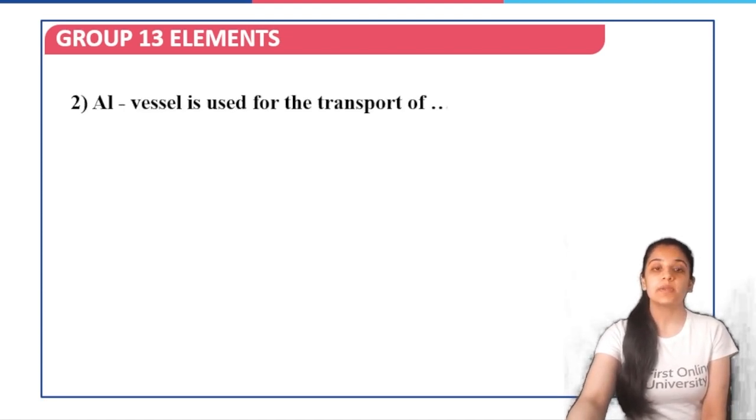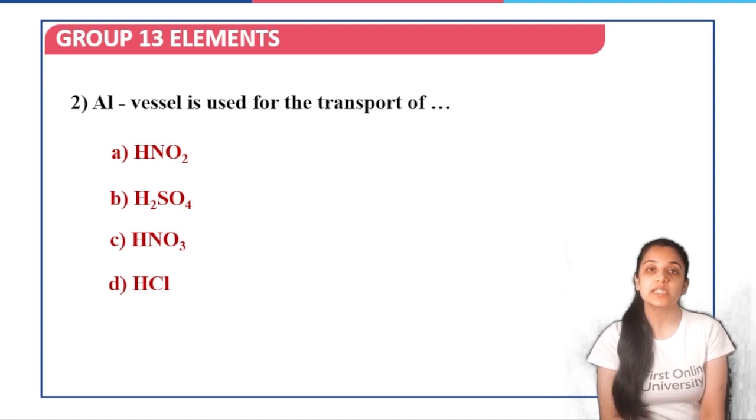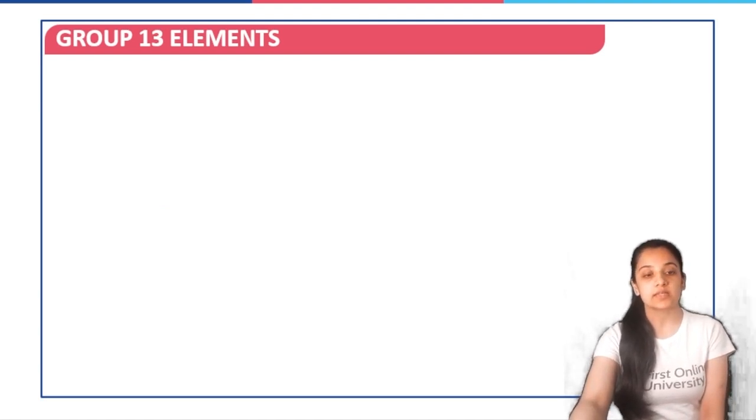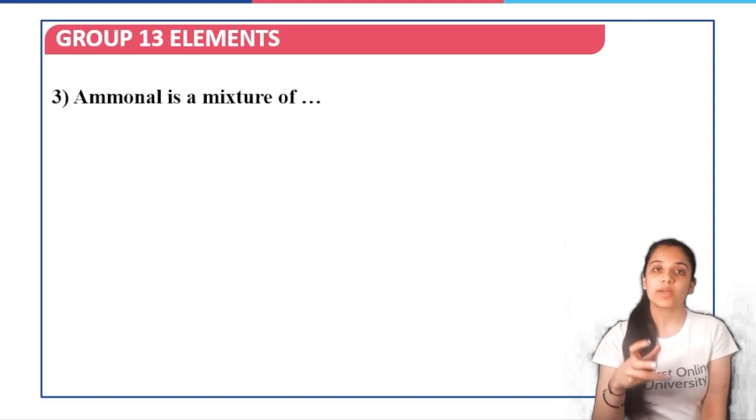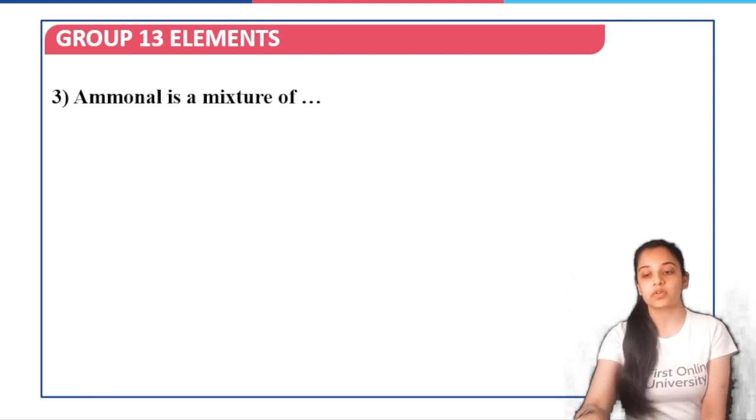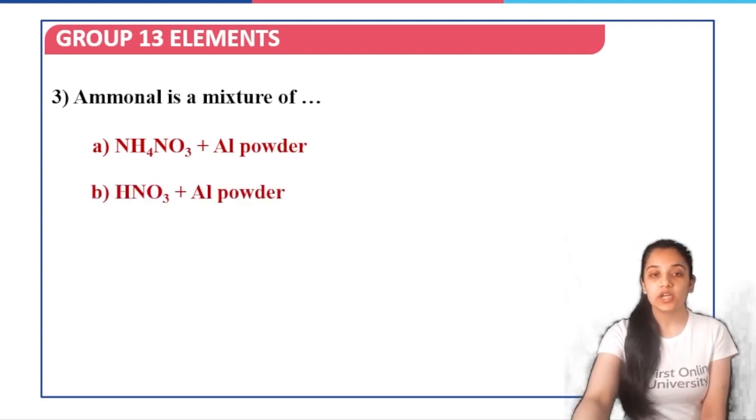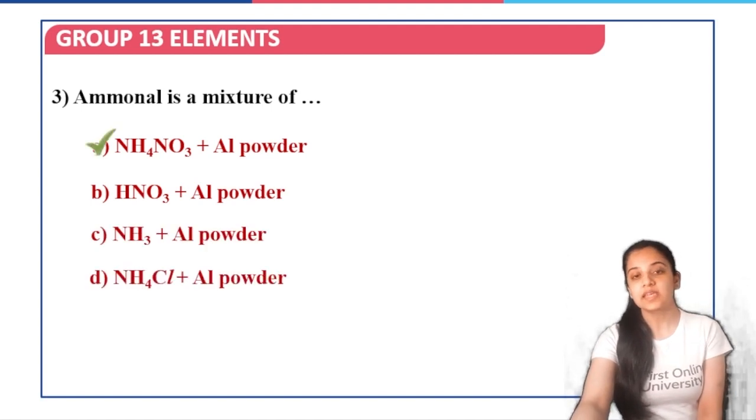Next question: aluminium vessel is used for the transport of HNO2, H2SO4, HNO3 or HCl. We have seen that it is used in the transport of nitric acid, that is HNO3, because it does not react with aluminium. So option C is the correct answer. All these questions are previous year questions and we have already covered all of them in the lecture before, so it should not be difficult for you. Then ammonal is a mixture of ammonium nitrate and aluminium powder. Yes, that itself is the correct answer.